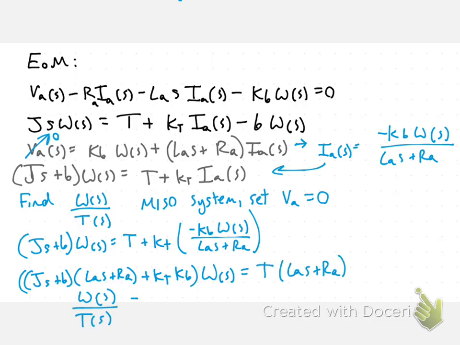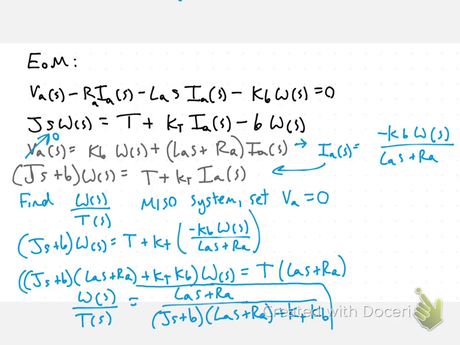Then we can isolate our current, plug that into our second equation, and find a transfer function through algebra. And we're going to be able to get a transfer function that way, where we could say that our output angular velocity over our input torque is equal to (L_A s + R_A) divided by (J s + B)(L_A s + R_A) + K_T K_B.